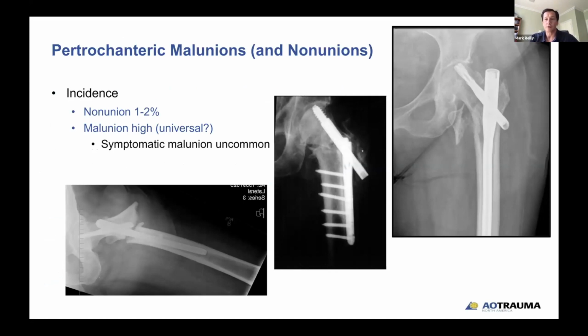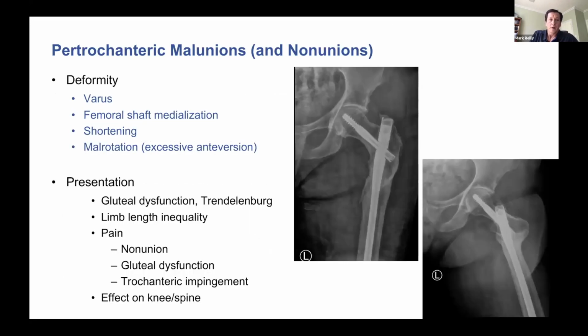Malunion, it's interesting, some authors will say malunion is also an uncommon finding. And I think others believe that the malunion rate after intertrochanteric femur fracture is extremely high, in fact nearly universal. It's so uncommon for an intertrochanteric femur fracture to heal in a perfectly anatomic position. But we can definitely say that symptomatic malunion is quite uncommon.